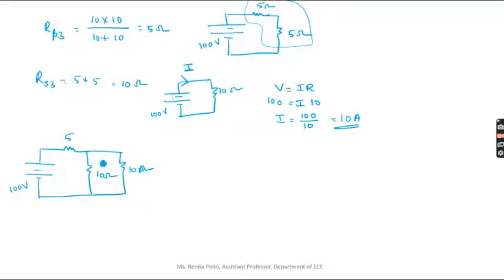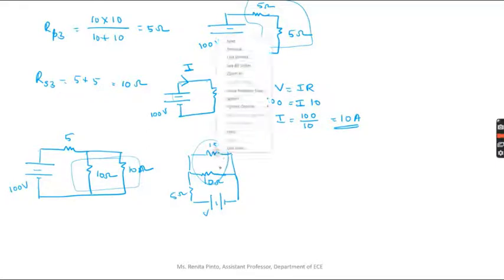Now how does this circuit look like? It looks like a parallel circuit, right? This is a parallel circuit, with 10 amps, 5 ohms here, and then a voltage source here. Now for a parallel circuit, what happens? Only current changes, voltage remains the same.